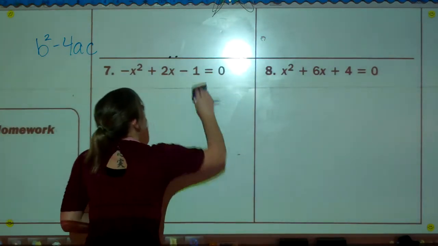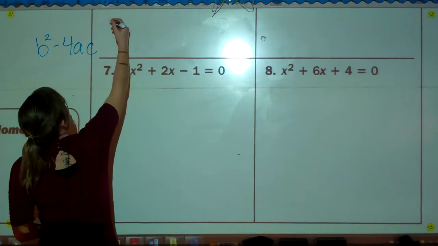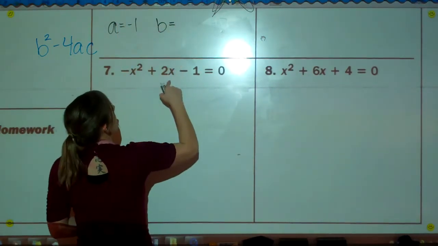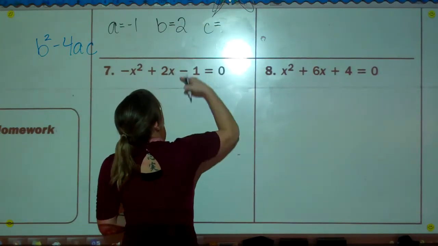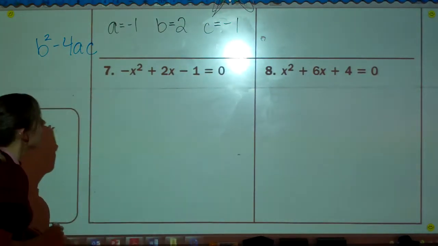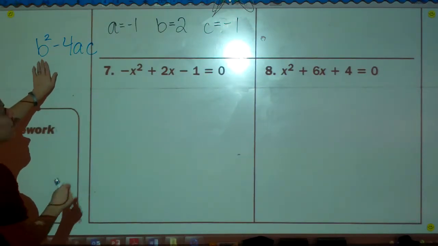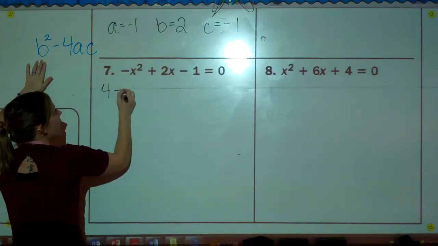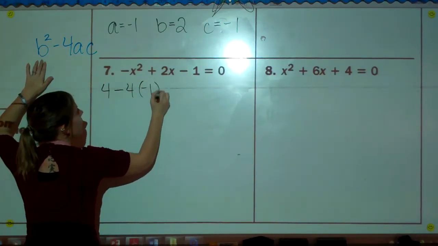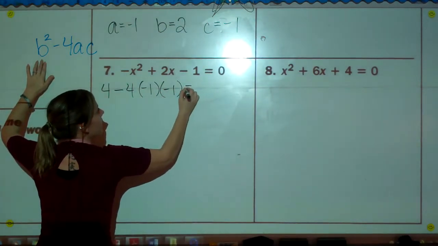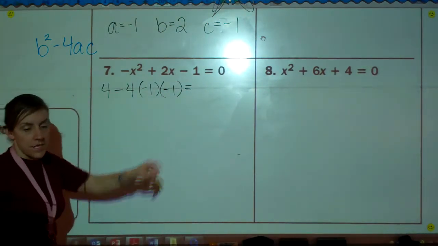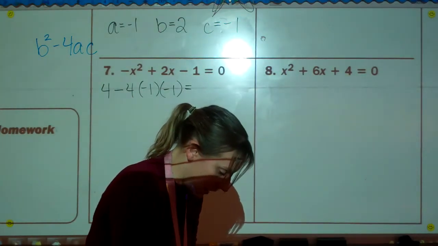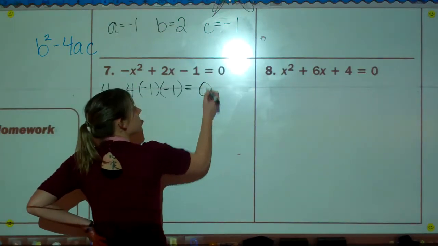A is, I'm going to write it above. A is -1, B is 2, and C is also -1. So the discriminant, B squared, would be 2 squared, so that's 4, minus 4 times -1 times -1. 4 minus 4 times -1 times -1 is the number 0.